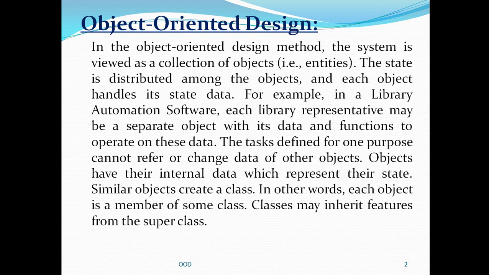Earlier I said that an object is an independent unit. It can be reused and it cannot affect other objects because it is an independent unit. It does not depend on other objects. For example, in library automation software, each library representative may be a separate object with its data and functions to operate on this data. The task defined for one object cannot refer to or change the data of another object.